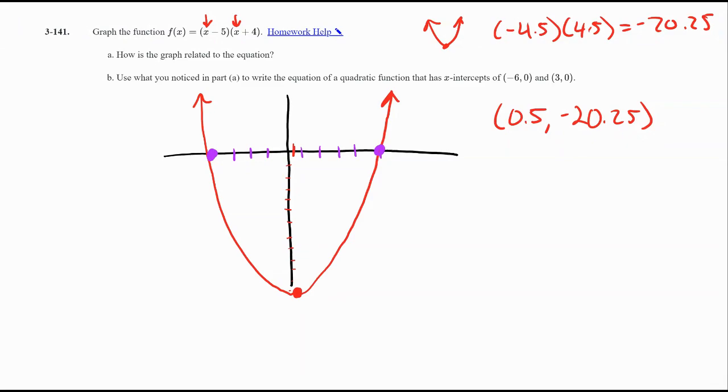So how is the graph related to the equation? Well, the inverse of the values given here gives us the x-intercepts.